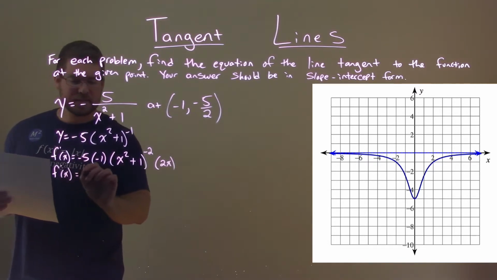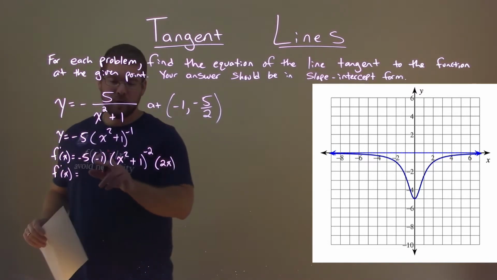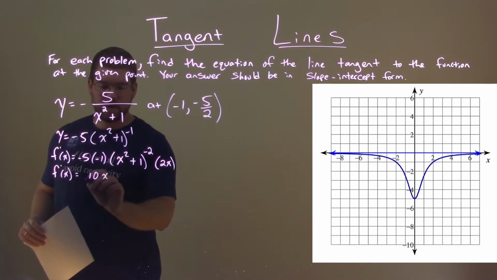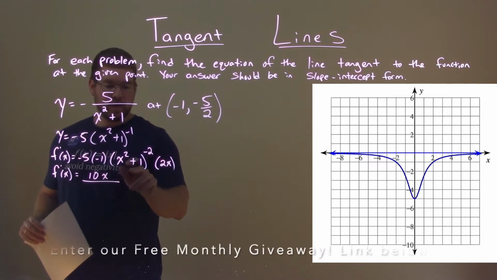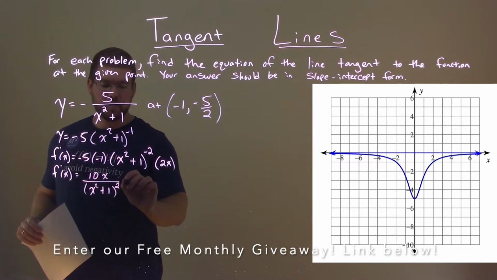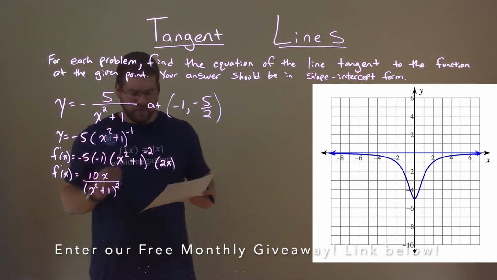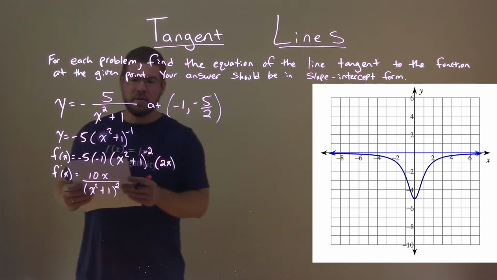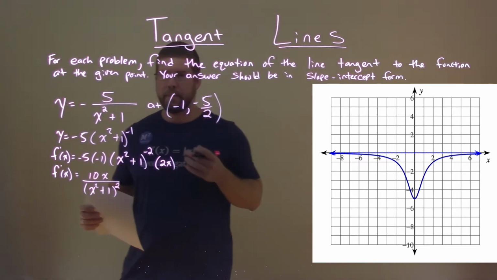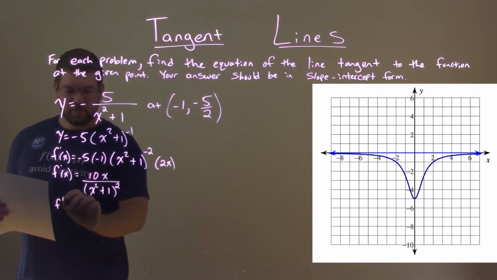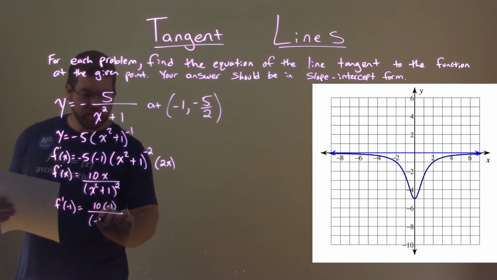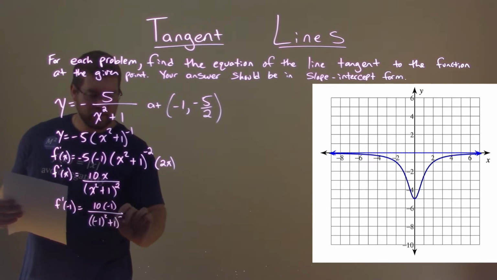F prime of x is equal to, well, multiply across the numerator: negative 5 times negative 1 is a positive 5, times 2x is 10x. Over our denominator, we bring down the x squared plus 1, and instead of a negative exponent, it's a positive 2. So we have our derivative, and what we want to do now is plug in our x value, negative 1, to find the slope at that x value. So f prime of negative 1 is equal to 10 times negative 1 over (negative 1 squared plus 1) all squared.